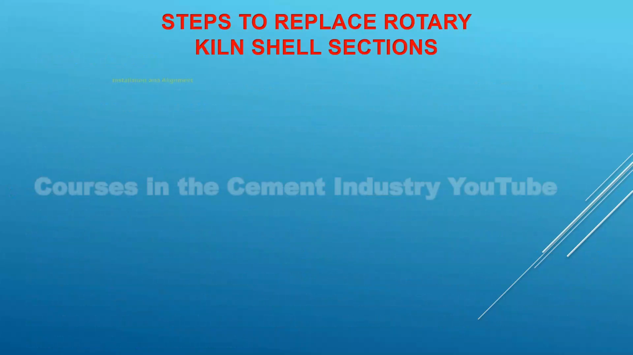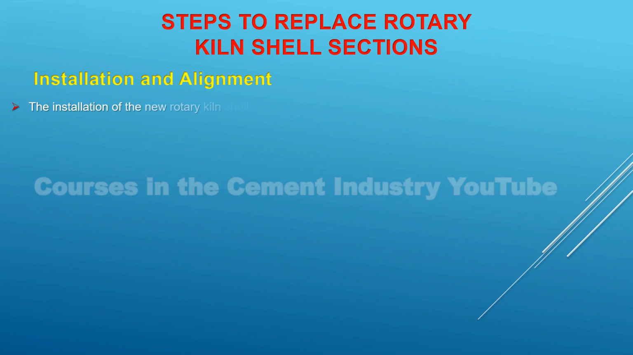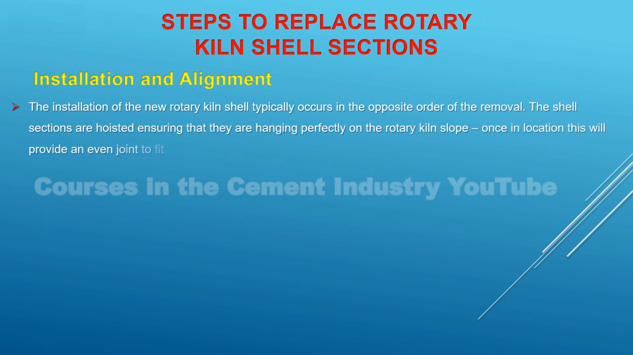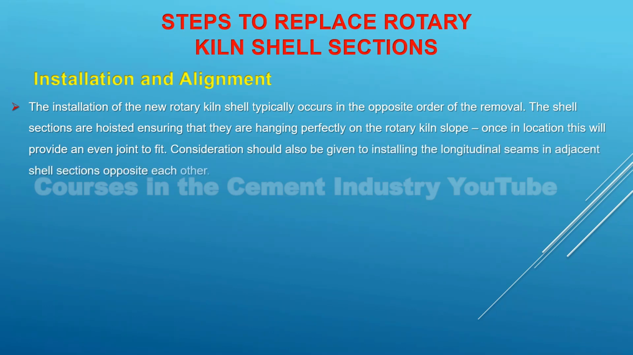3. Installation and alignment. The installation of the new rotary kiln shell typically occurs in the opposite order of the removal. The shell sections are hoisted, ensuring that they are hanging perfectly on the rotary kiln slope. Once in location, this will provide an even joint to fit. Consideration should also be given to installing the longitudinal seams in adjacent shell sections opposite each other.